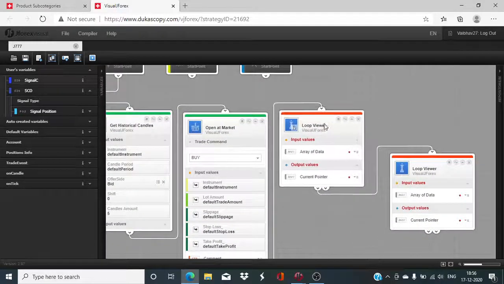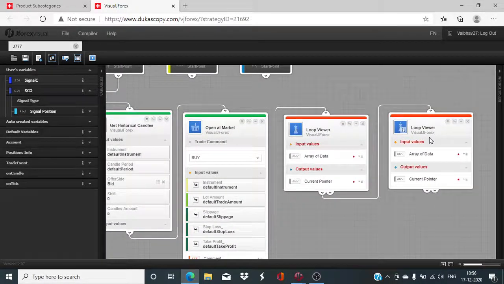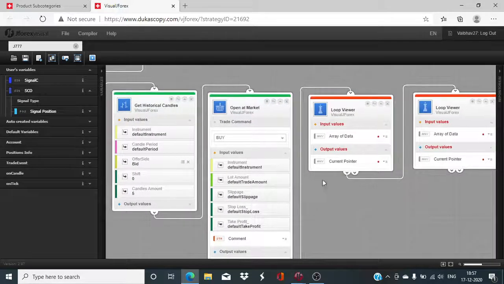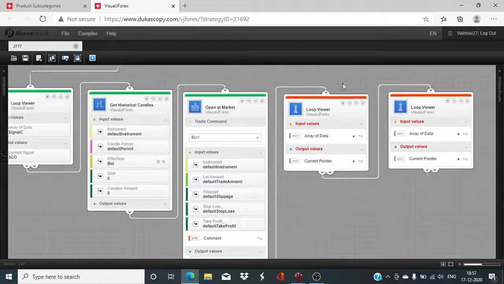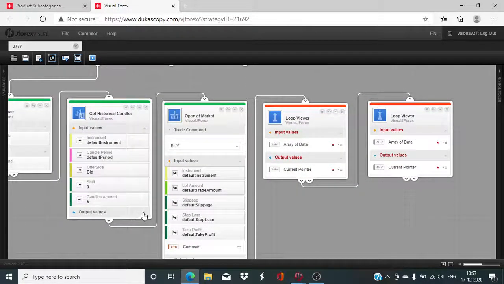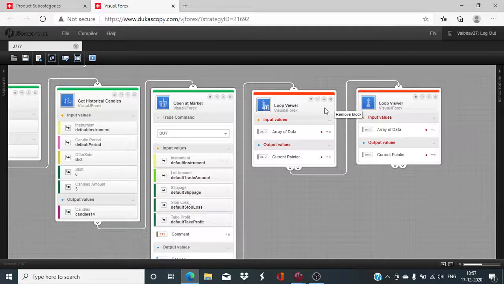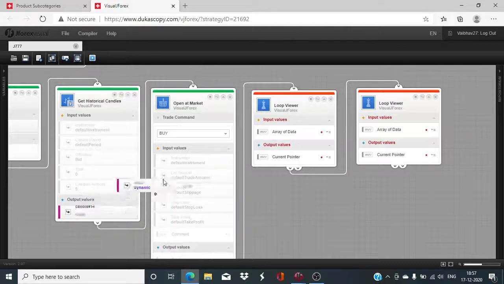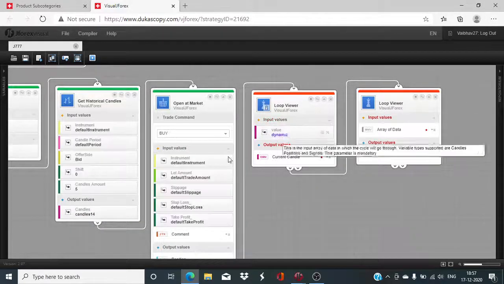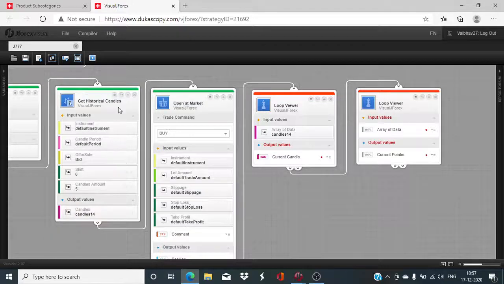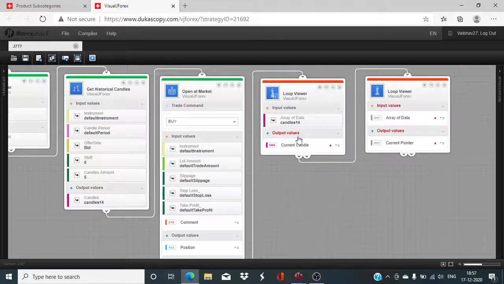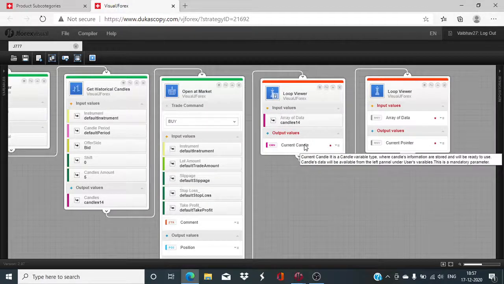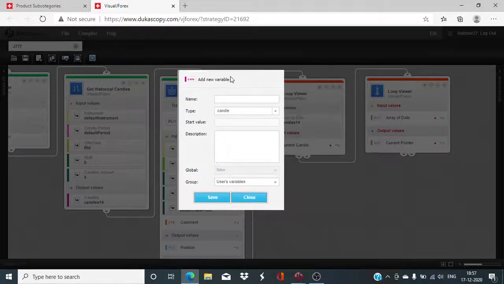So here we are. First I will explain to you what we can do with the candle. Now even in a couple of sessions back, when we were looking at the get historical candles, even in that session I had included the loop viewer block. So whenever we want to access the multiple data points generated by these get historical candles, we have to use the loop viewer. And what loop viewer does is it gives us individual components of this cluster of candles.